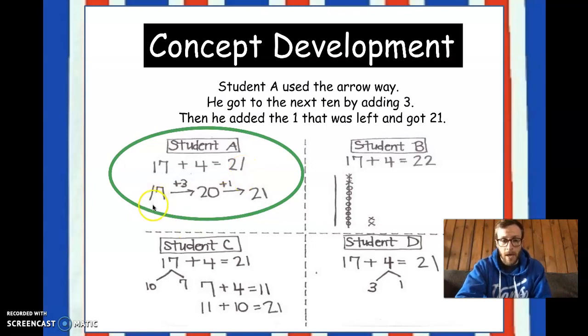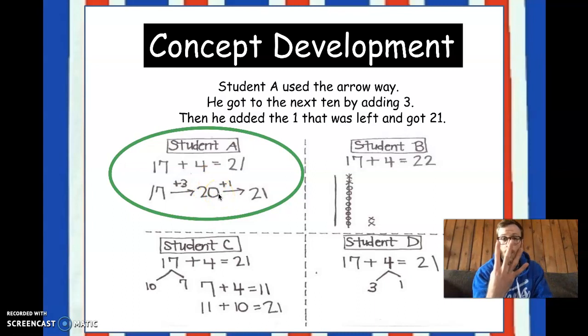Now, if we look down below that, he carried his 17 down. Then he drew an arrow to the next closest 10. 20 is 2 10s, so that is the next 10. And he knew that he needed 3 more to get to 20. Because if we count from 17 up to 20, let's put 17 in our head: 17, 18, 19, 20. I counted 3 more numbers to get there. So he took 3 away from this 4, threw it on the 17 to make 20. So now he has 20.